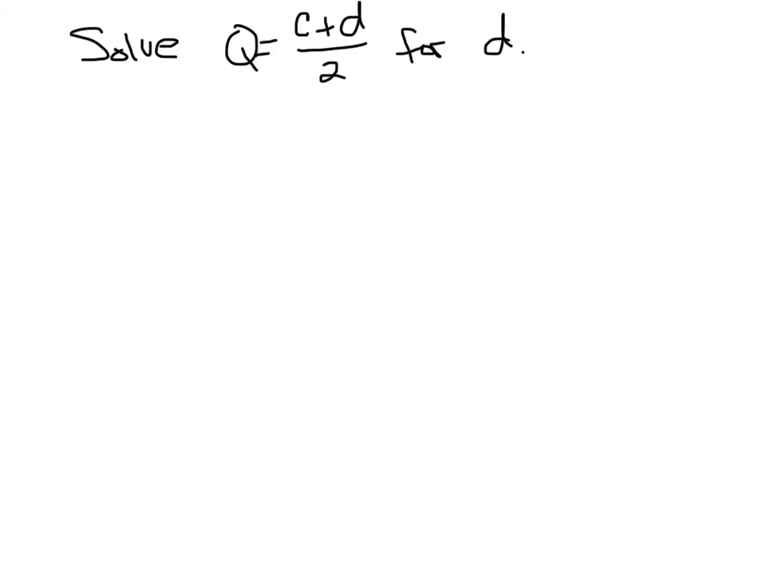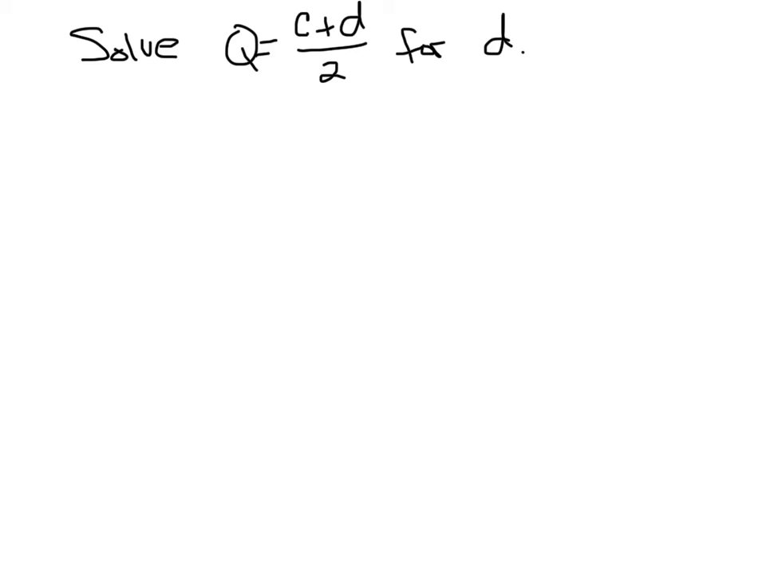This one's a little tricky. We have solve Q equals C plus D over 2 for D. So before, I said we should get rid of addition and subtraction first because that's the order of operations. But you see how this whole term is on top of the 2? That means these are going to be grouped together. So we're going to try and get rid of this division before the grouping. Then we can get rid of that C.